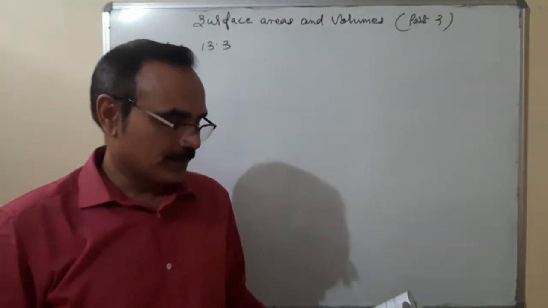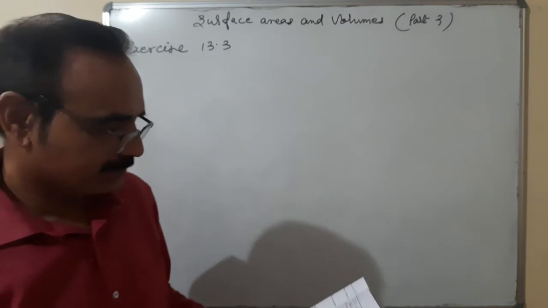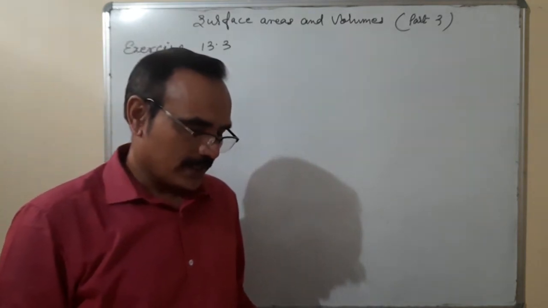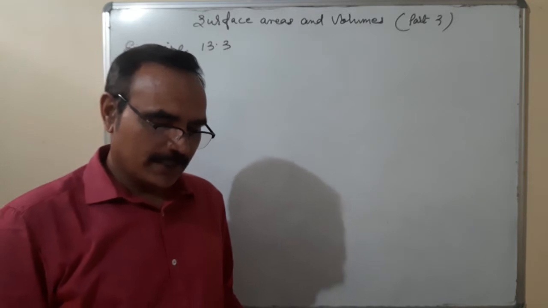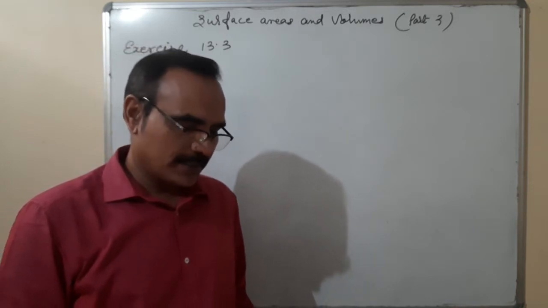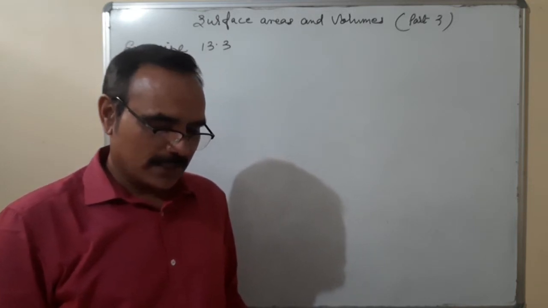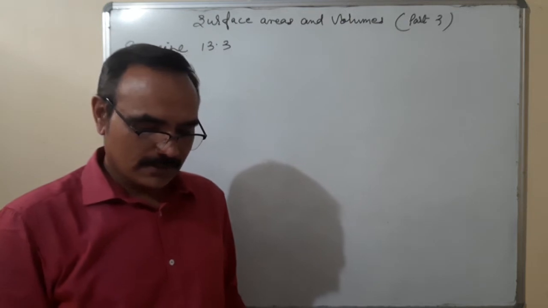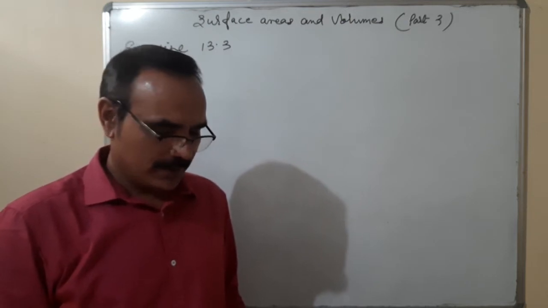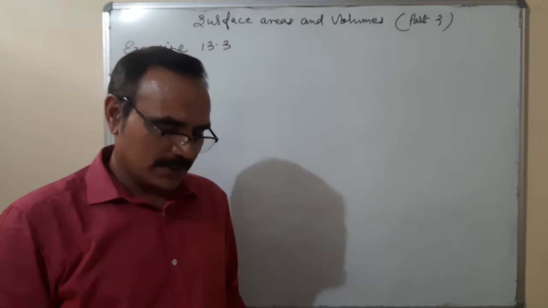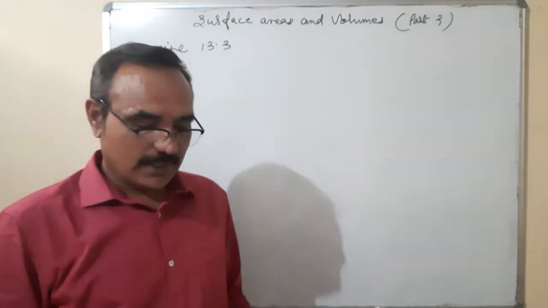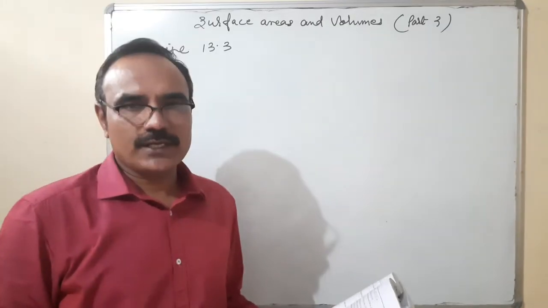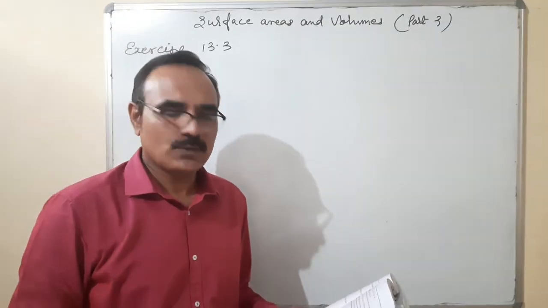Question number 5. What length of tarpaulin 3 meter wide will be required to make a conical tent of height 8 meter and base radius 6 meter? Assume that the extra length of the margin required for stitching, margins and the wastage in cutting is approximately 20 centimeter. And it is clearly mentioned to use pi equal to 3.14. So here we are using pi equal to 3.14.